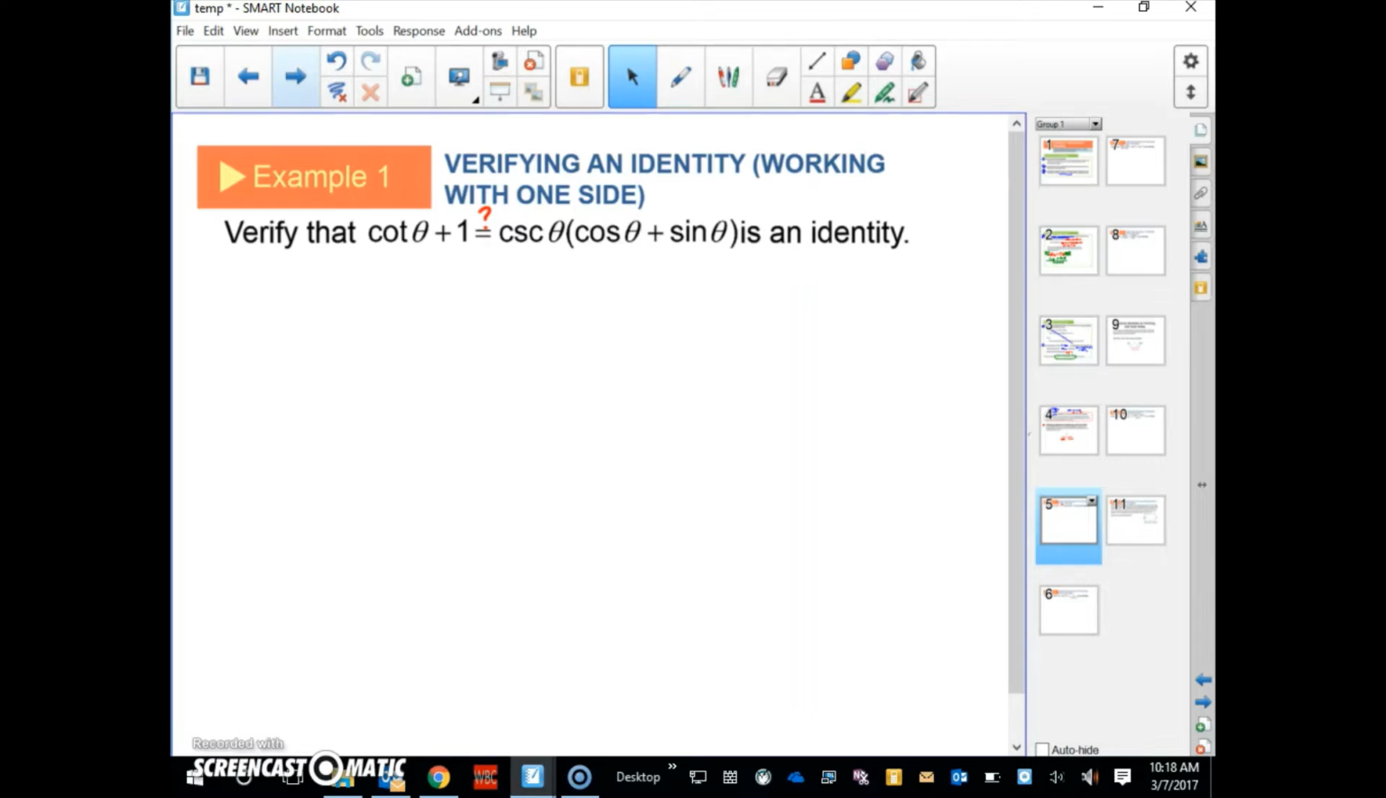Okay? One of the very most common hints and tricks that you can use is to change things in sine and cosine. You'll use that all the time. And so this cosecant theta right here, I know how to change that into sine and cosine. That's one of the fundamental identities. Cosecant theta is 1 over sine theta. Let's just leave the rest alone.